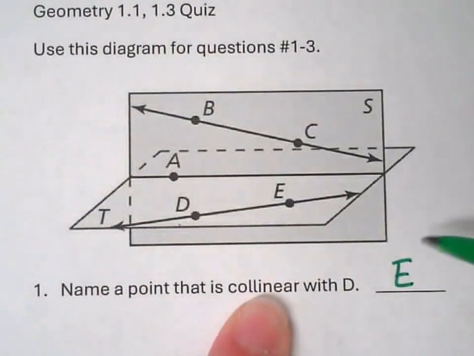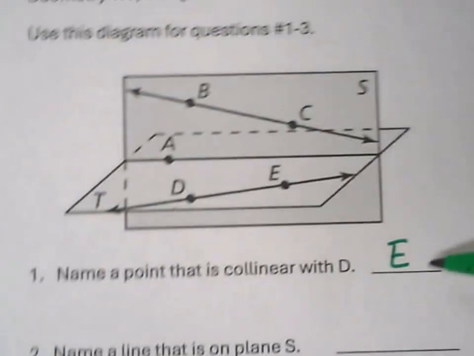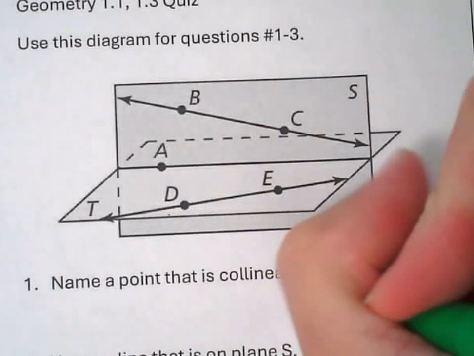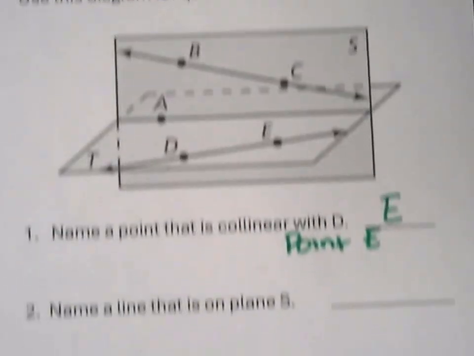When you write point E, you have to write it with a capital letter. You can either write it just an E that's capital, or you could write the word point and a capital letter E. If it was lowercase, it's not correct.